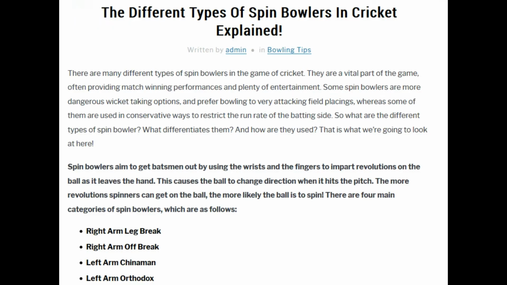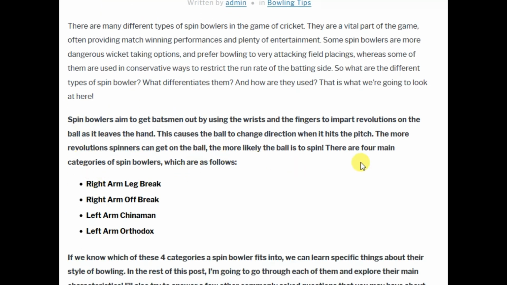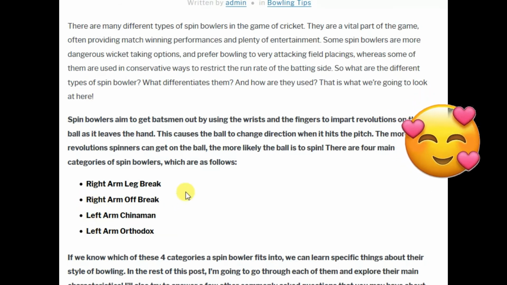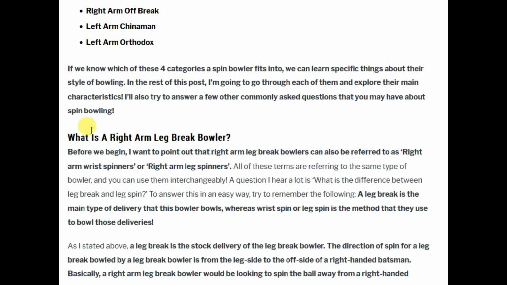Further, we can find the details about the different types of spin bowling in cricket. What are the bowling positions? Spin bowlers mainly are of four categories: right arm leg break, right arm off break, left arm Chinaman, and left arm orthodox. As we have already explained about this, now we fully explain it in theory.